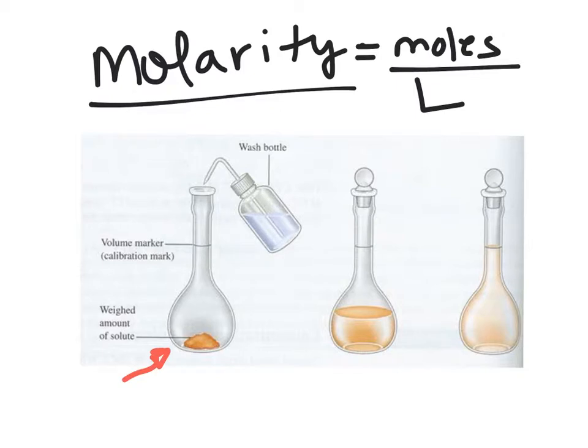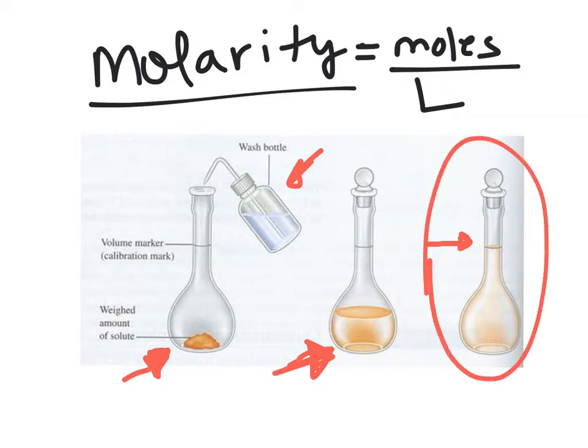What we've done is add some weighed out amount of solute. It could be anything. Then we add some water because we're making an aqueous solution. We add a little bit until we dissolve our solute. At this point, we shake it up to get the solid to dissolve. Then we add more water until the meniscus is on that line. At that point, we know the exact volume of liquid that we've added because this entire flask is set up to hold a specific volume.